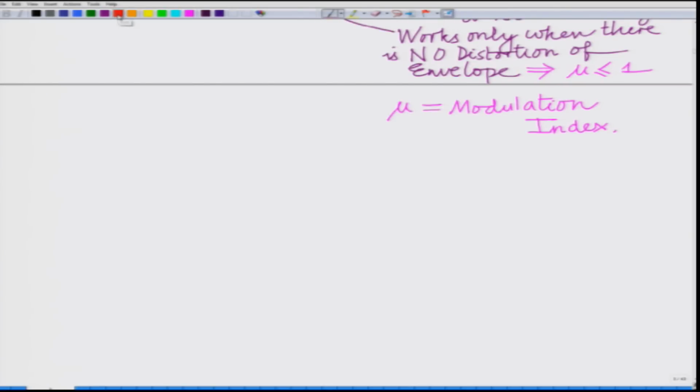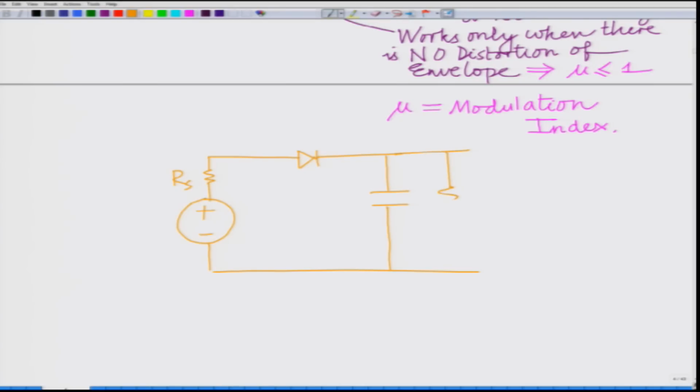Envelope detection employs a simple circuit which is known as the envelope detector, and that can be explained as follows. I have an input here, alright, and this is my source resistance Rs. I have a diode, correct, a capacitor which charges and discharges, and a load resistance RL, and I measure the voltage V naught across the capacitor, correct.